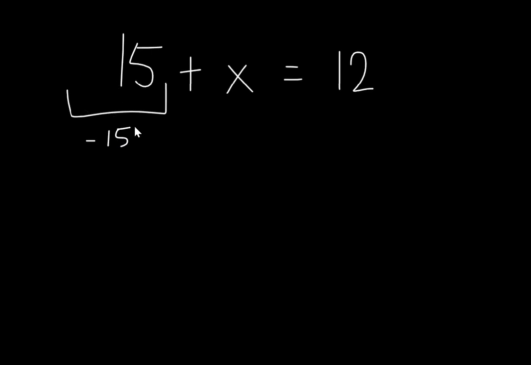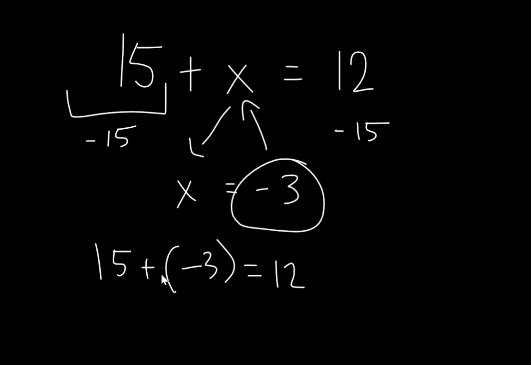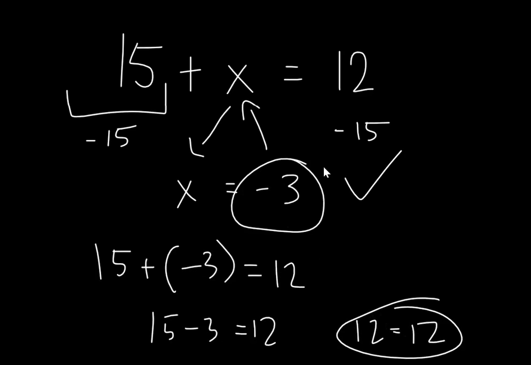Subtract 15 from both sides. We're left with negative x equal to 12 minus 15, which is negative 3. And we can check that if we plug in negative 3 for x: 15 minus negative 3 is 12, so 12 equals 12. That's true. That means our answer was correct.